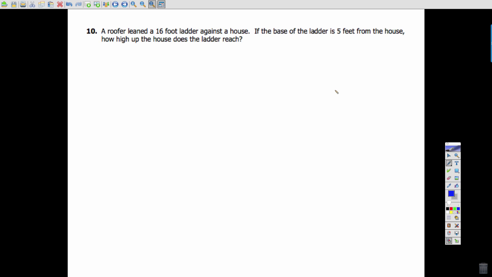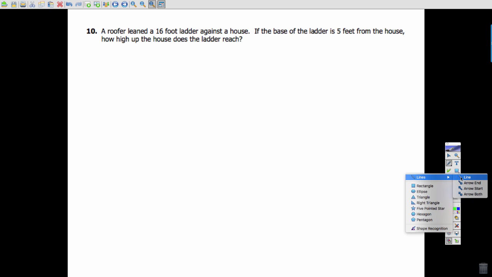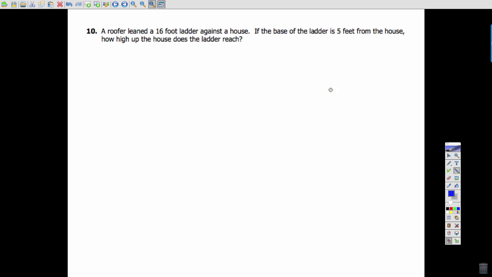Okay, here's some word problems. For word problems, there's no way around it but to graph your problem. Makes life so much easier. So let's see what we can do about this. It says a roofer leaned a 16-foot ladder against a house. So I have a ladder here and I have a house here, or at least the wall of the house here. And it says the base from the ladder is about 5 feet.